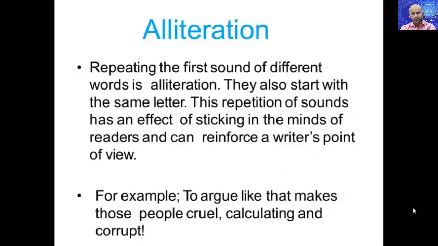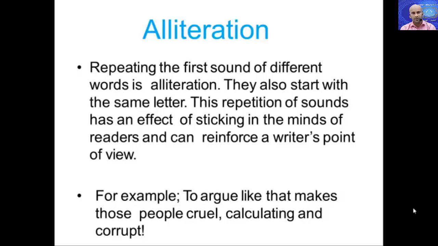Alliteration. Alliteration is a literary device. This device can be used as a convincing language device to persuade the reader to come to your viewpoint. Alliteration means repeating the first sound of different words, like a short, sharp shock, or tongue twisters like she sells the seashells on the seashore, bread and butter. So these are all examples of alliteration.